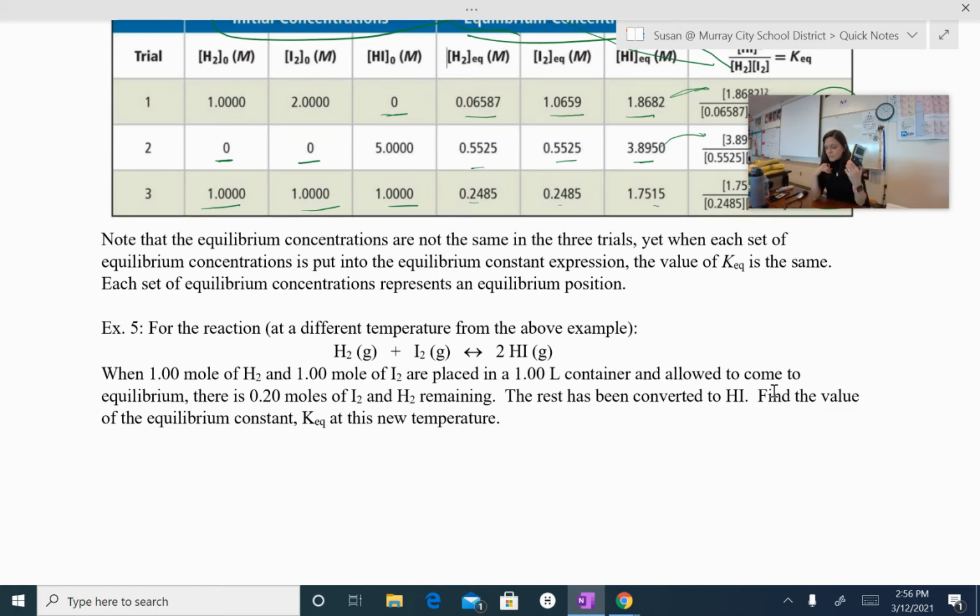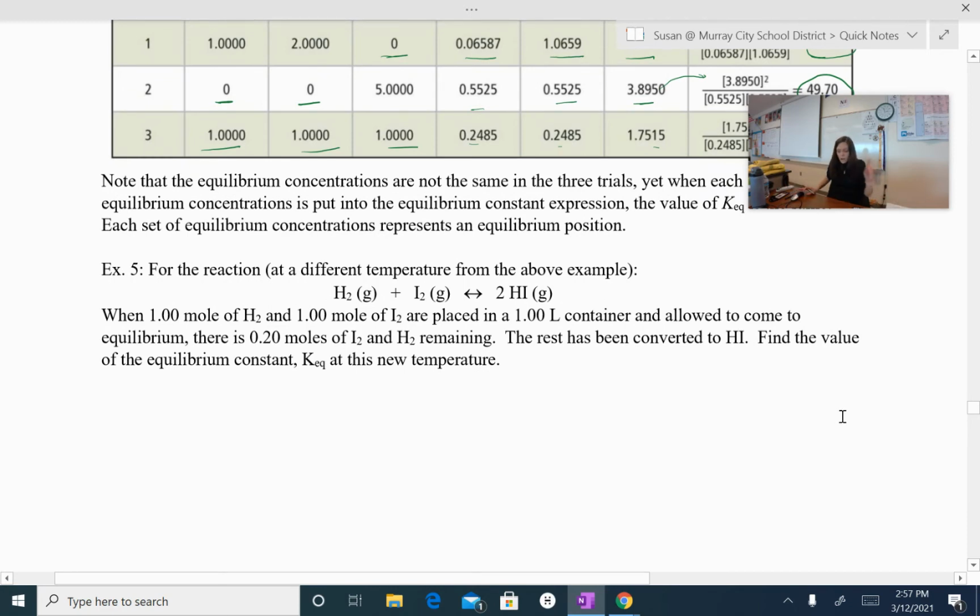Example. You are definitely going to want a calculator for these. For the reaction at a different temperature from the above example, we have the same reaction, hydrogen plus iodine going back and forth with 2 hydrogen iodides. When 1 mole of hydrogen and 1 mole of iodine are placed in a 1 liter container, how convenient, 1 mole per liter, 1 molar, right? And allowed to come to equilibrium, there are 0.2 moles of both hydrogen and iodine remaining. The rest has been converted to hydrogen iodide. Find the value of the equilibrium constant at this new temperature. Okay, so here we go. Ice charts.